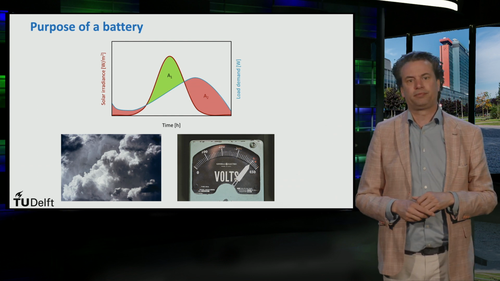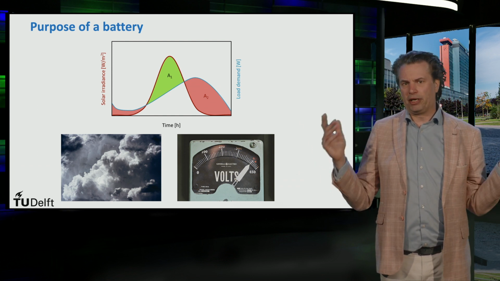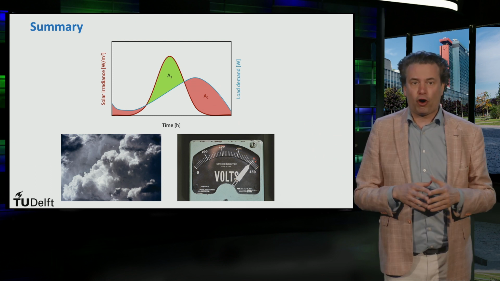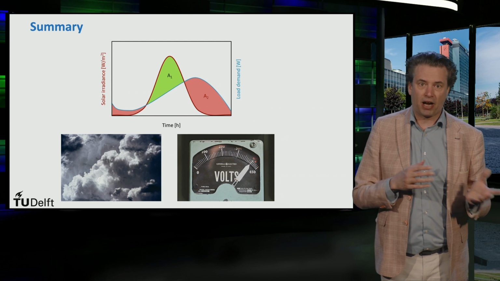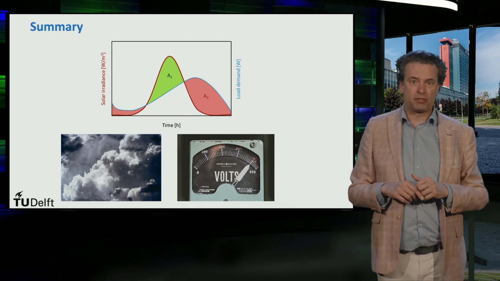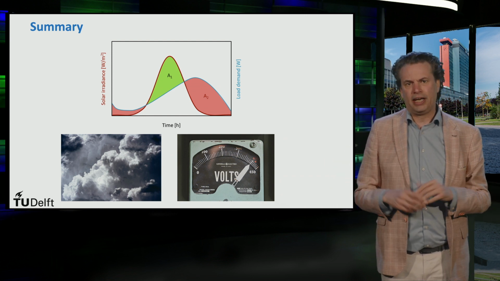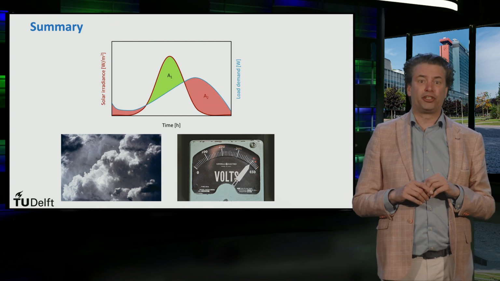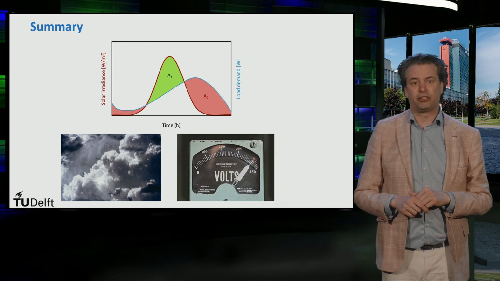In summary, batteries are used in PV systems to overcome the mismatch in solar electricity supply and electrical consumption in timescales of a day or smaller. In addition, in a standalone PV system, the battery component delivers the stable voltage of the PV system.